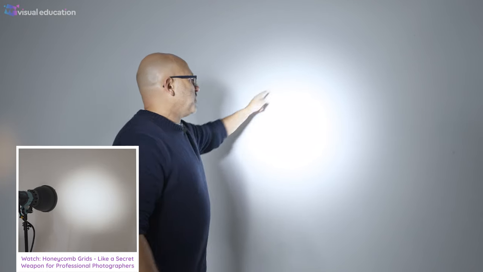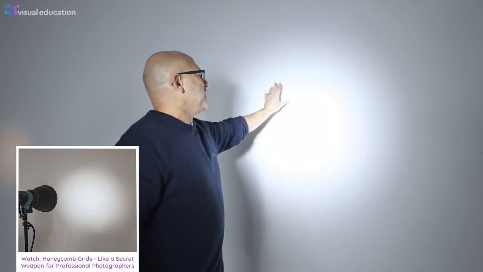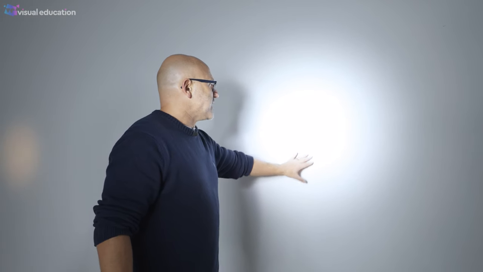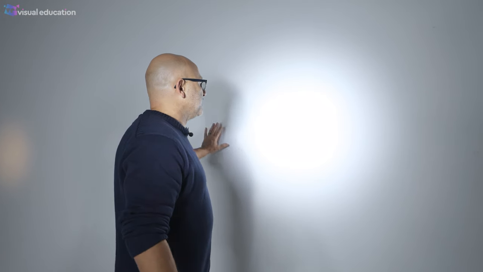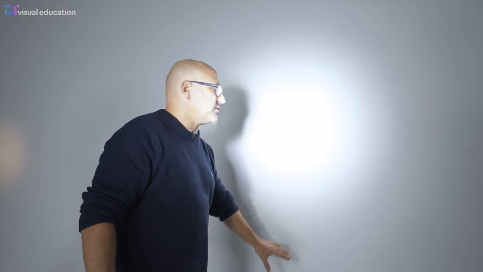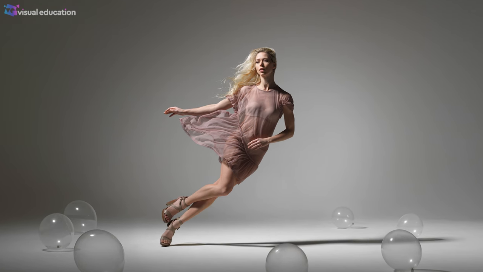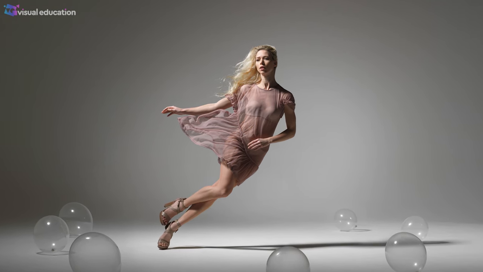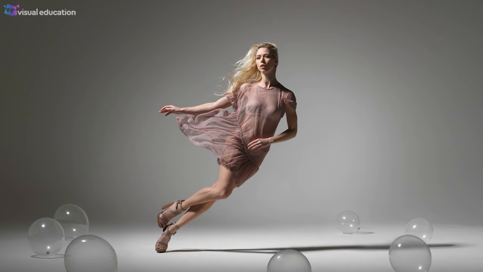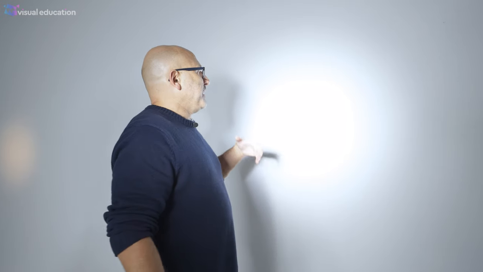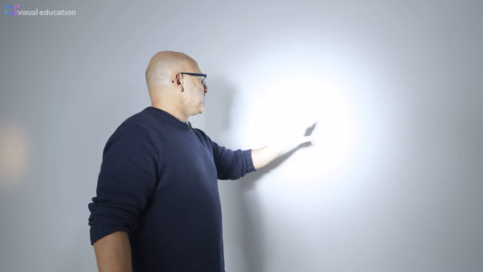Now if you remember back to our video on honeycomb grids, we were able to create a small spot of light, but it didn't have that perfect gradation that we're seeing there with the Fresnel, the way that light is falling off for that super smooth gradation. So for background lighting, Fresnels are just so much more professional looking than what you would get with a honeycomb grid. But they're also a lot more versatile as well, because with a Fresnel, we spoke about moving the distance of the lens or the light from the lens.